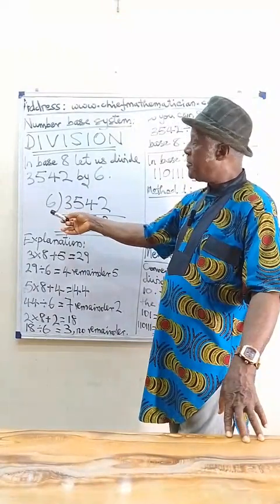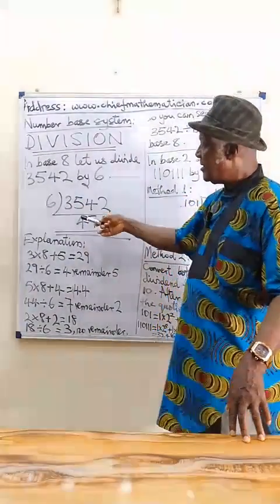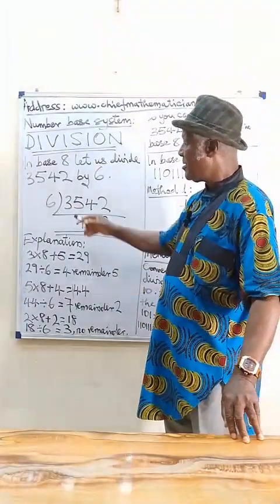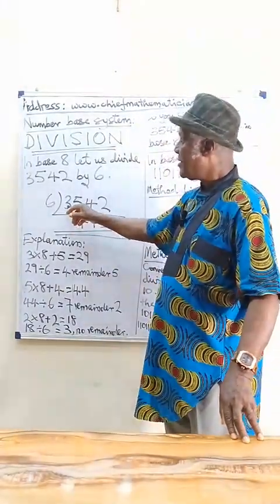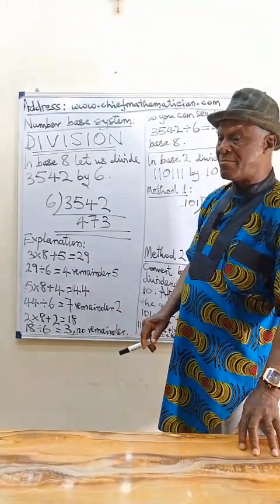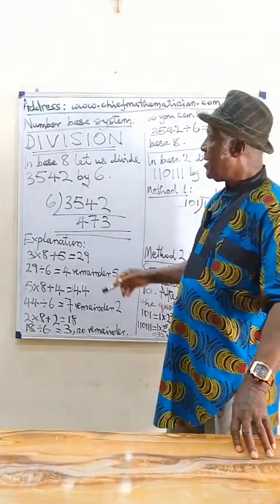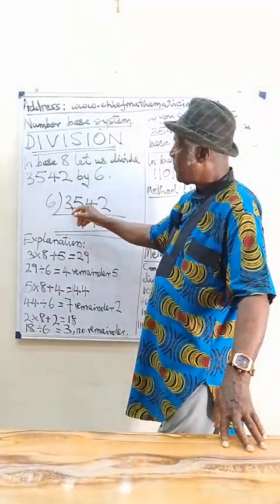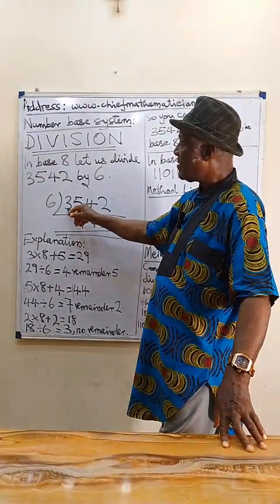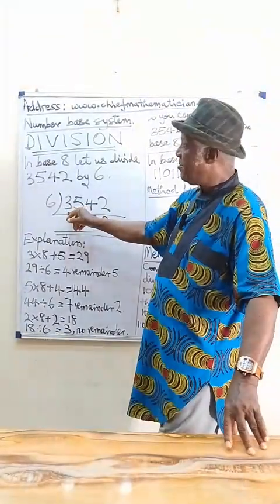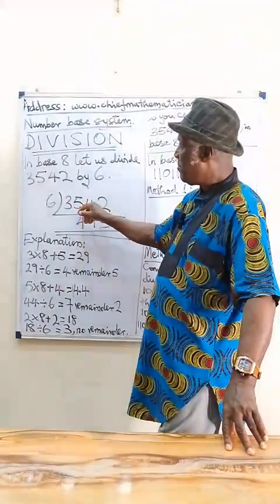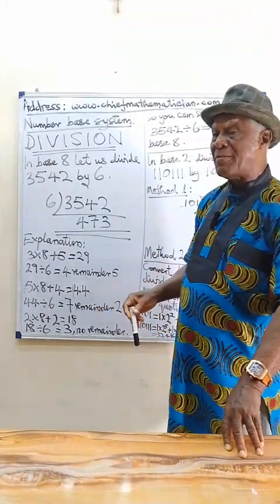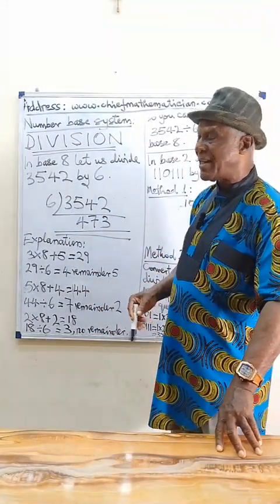To do that division, you want to divide 3 by 6, but it cannot work. Take note that that 3 represents 3 bundles of 6. So you are now moving it over to 5. What you are getting is 3 times 6, which is 18, plus 5. That will give you 23.